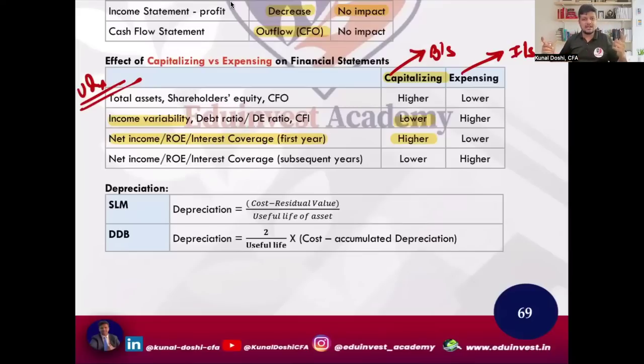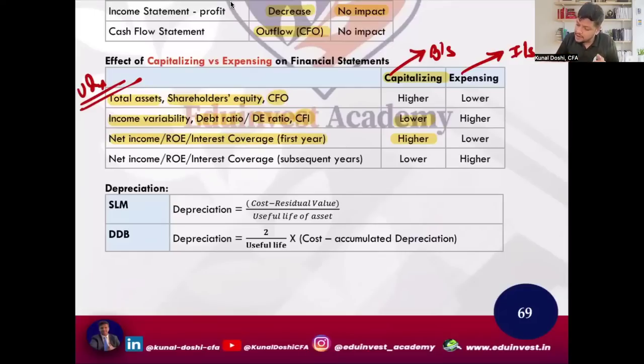If your profits are higher, what will happen? Your shareholders' equity will also be higher, and therefore the debt equity ratio, where equity is in the denominator, will be lower. Correct? And since you capitalize, your total assets are higher, and therefore the debt ratio, where the denominator is assets, will be lower because of the higher denominator. Now, when I capitalize it, I consider it as a CFI. So my CFI will be lower compared to my CFO, which will be higher. Understood this? Clear? But remember, all of this effect will be in the first year.